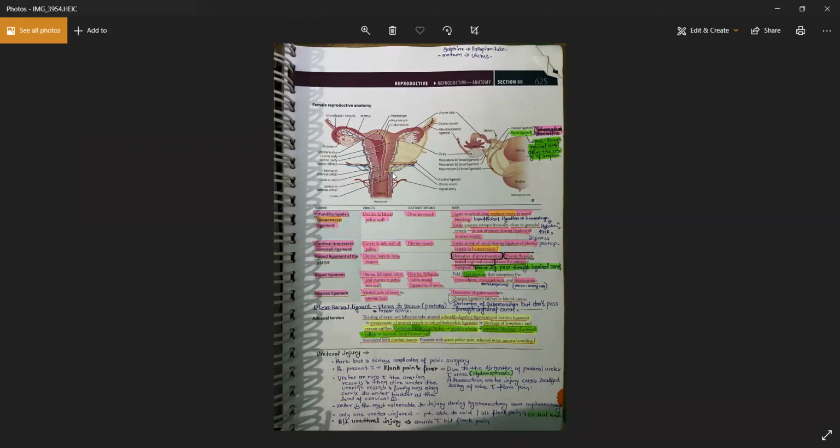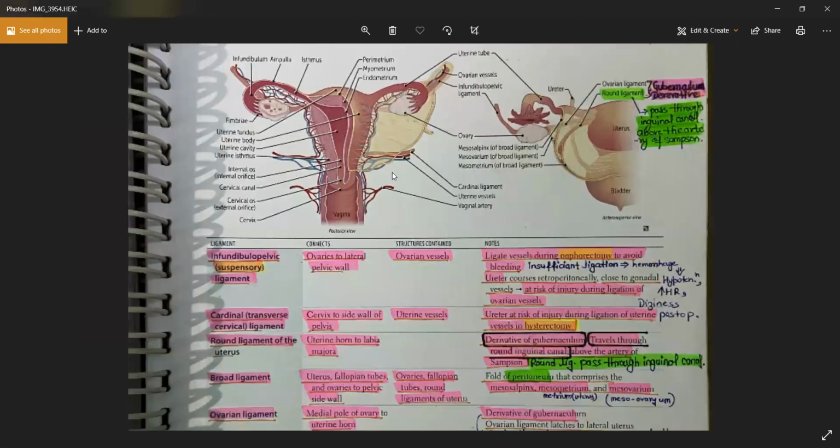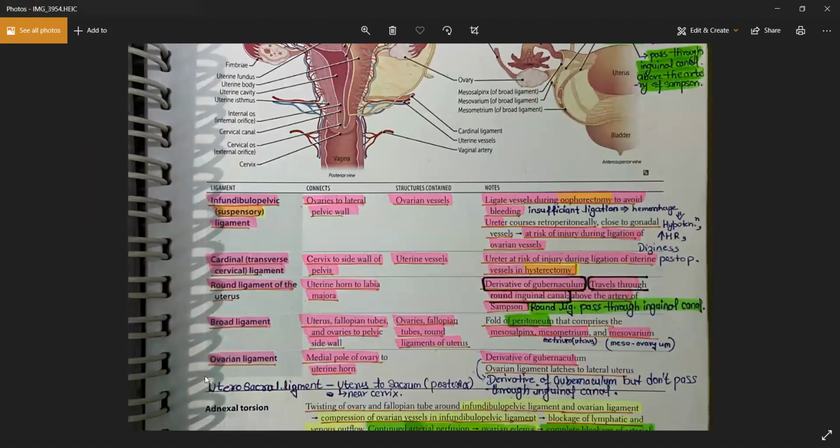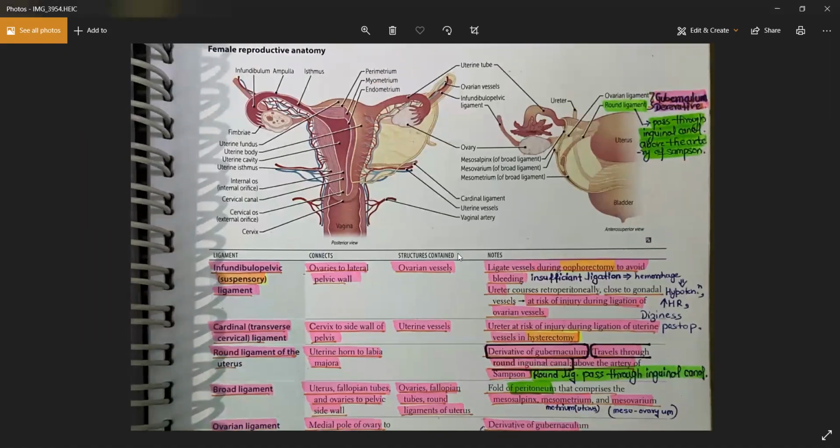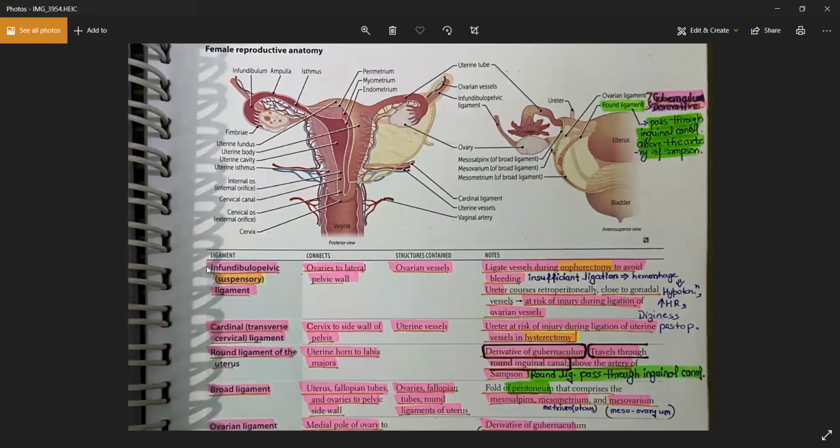Now you're having a female reproductive anatomy. For that you need to remember some ligaments. These are the important ligaments that you must remember their function. The first one you have is the infundibulopelvic ligament or the suspensory ligament.